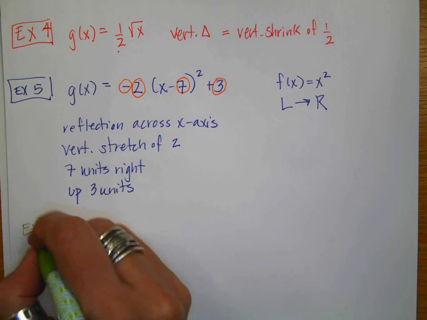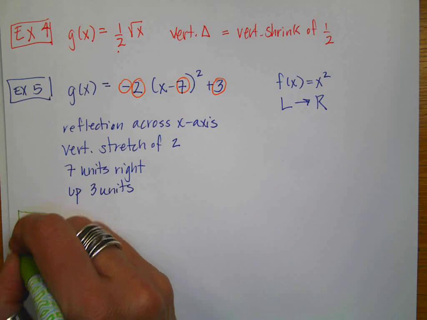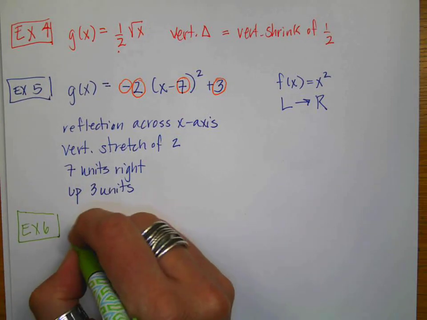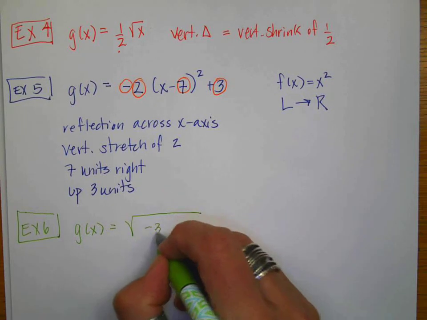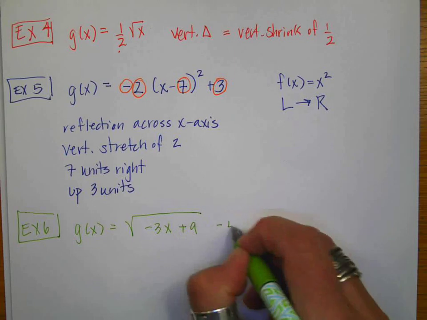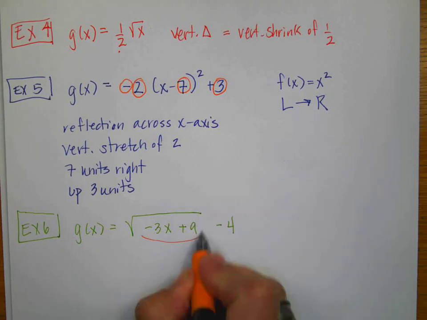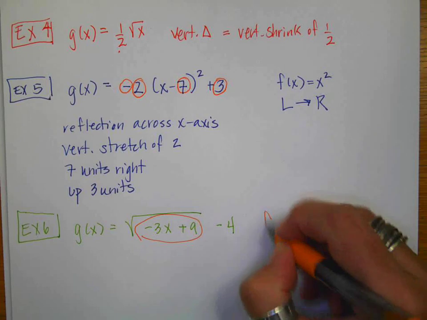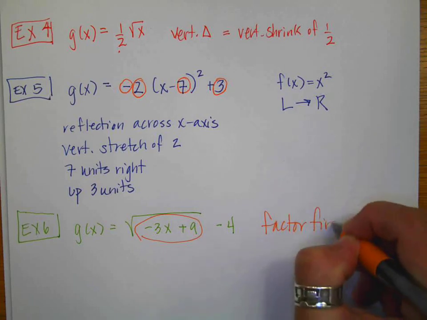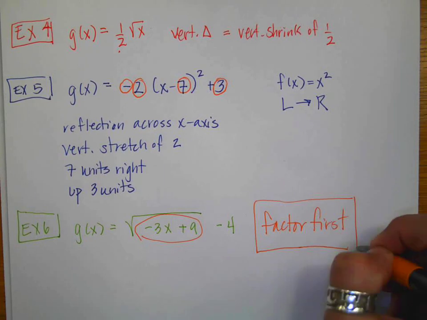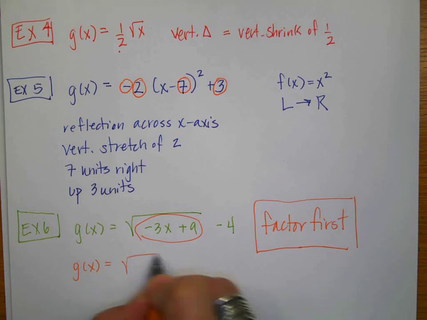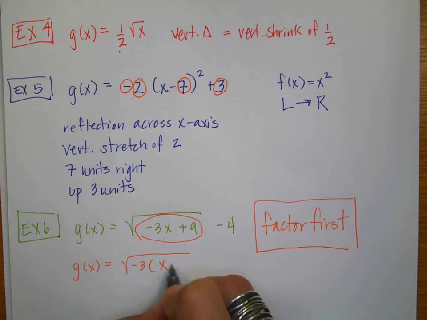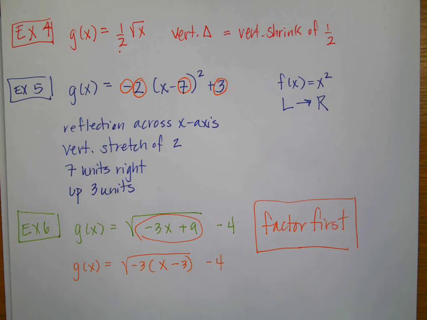All right, now let's do the next example, and it's actually your last example. I lied, second to last. So this one is going to be g of x is equal to square root of negative 3x plus 9 minus 4. Now this one is tricky because of the inside. And remember that you have to factor first. This will be the absolute most common mistake that you will make. So I'm going to rewrite this as g of x is equal to the square root of negative 3 times x minus 3, and then minus 4 stays outside.